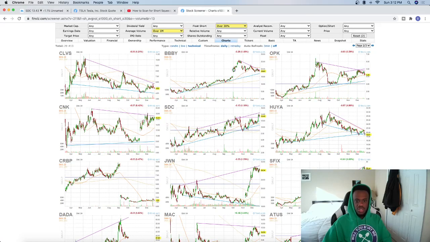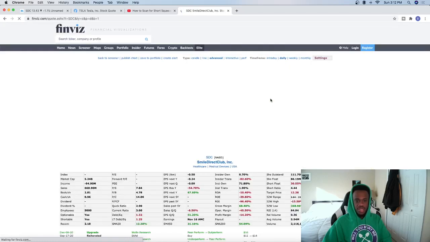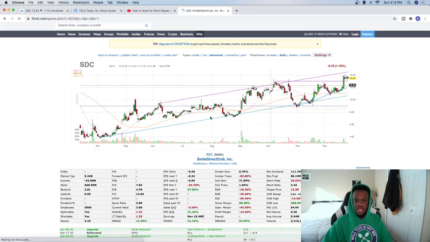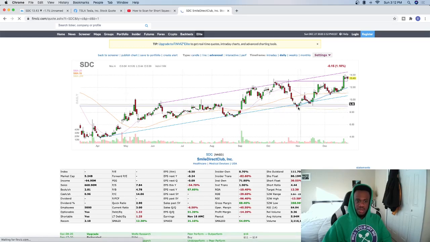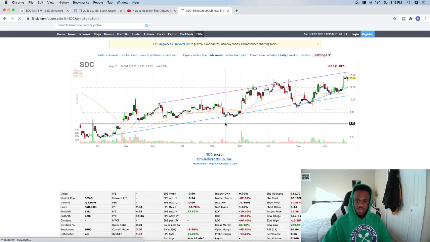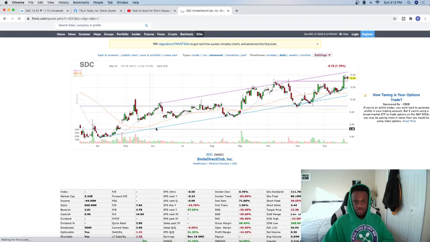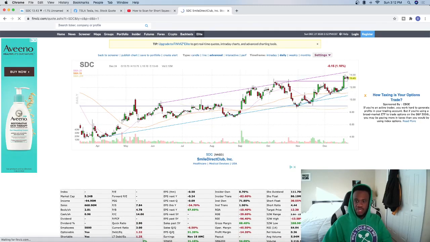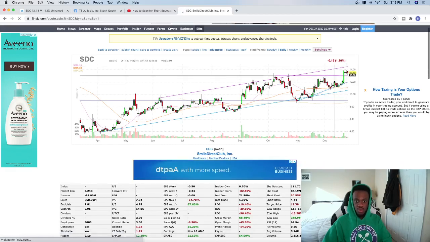Let me show you this. Let's see, SDC. Here it is right here. Here's the SDC chart. I was using FinViz to find short flow stocks, but this is what Smile Direct Club looks like on the long-term chart, all the way from April of last year. In this channel right now, the short flow is kind of getting higher and higher. So if it does break out of this trend, you could see it gap a lot higher. It could go up to this trend line and kind of come back down. So that's another option that I will be watching.